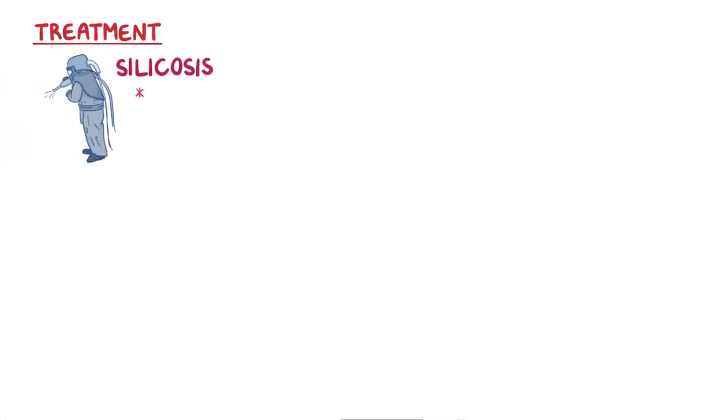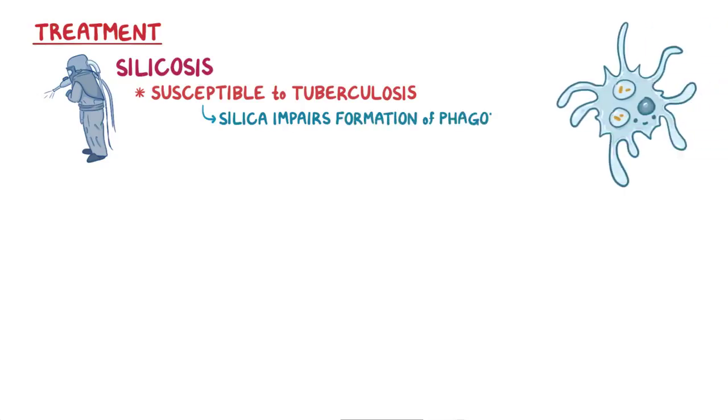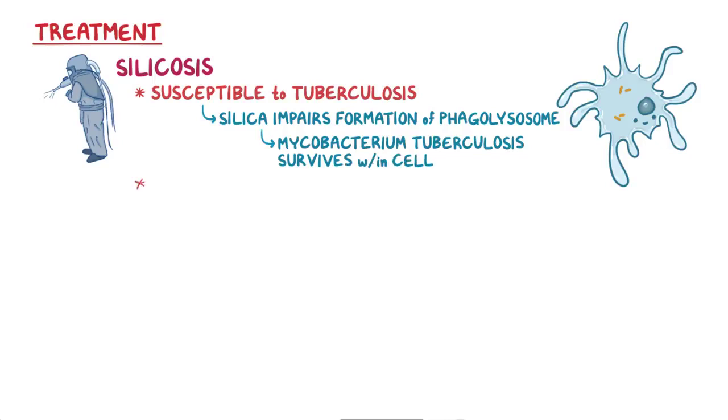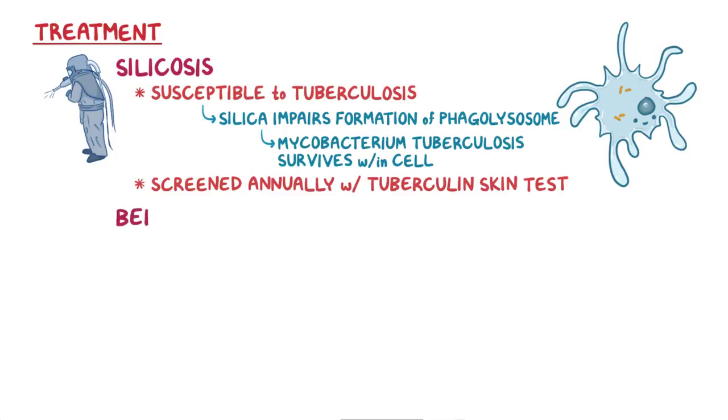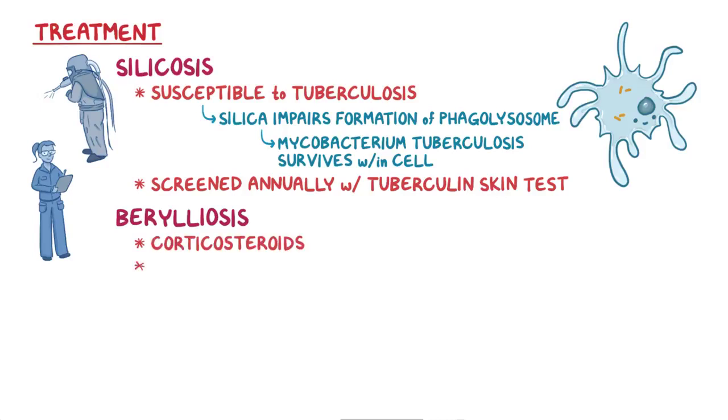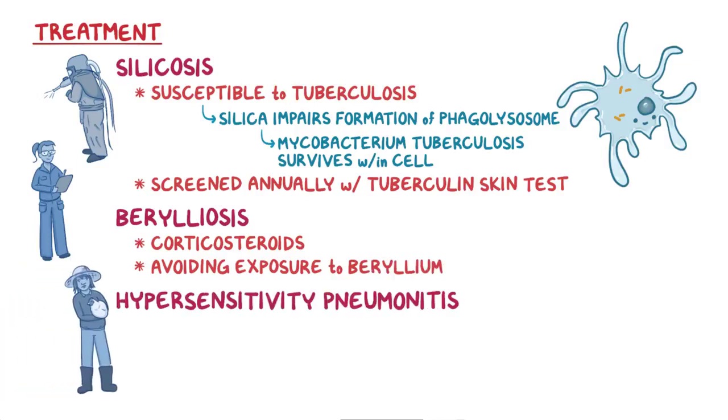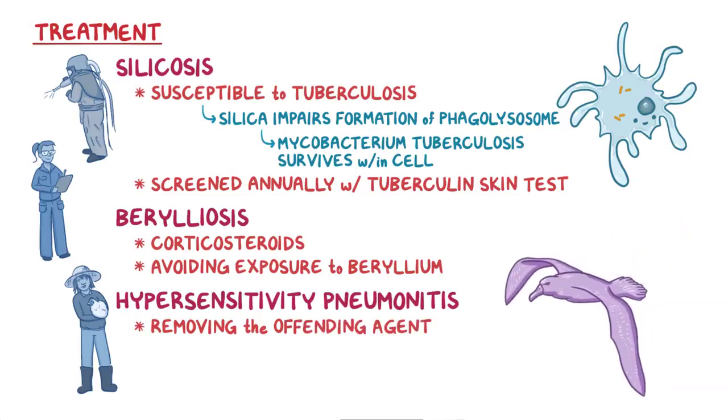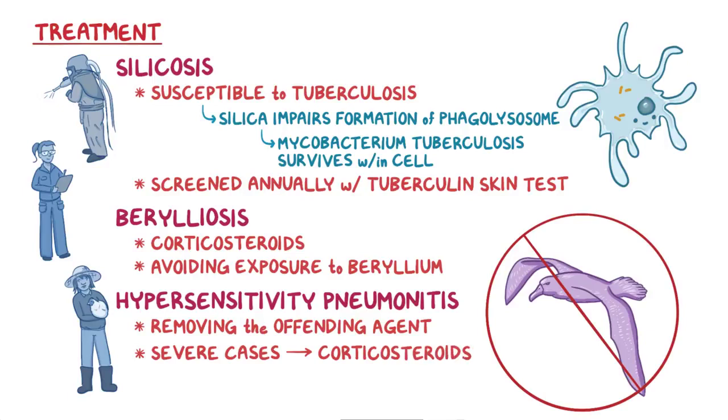Individuals with silicosis are highly susceptible to tuberculosis because silica impairs the formation of phagolysosome, allowing Mycobacterium tuberculosis to survive within the cell, and so they're screened annually using a tuberculin skin test. Because berylliosis induces formation of a granuloma, individuals may benefit from the anti-inflammatory effect of corticosteroids, in addition to avoiding exposure to beryllium. Hypersensitivity pneumonitis is also primarily treated by removing the offending agent, which is often a bird. In severe cases, corticosteroids are also used.